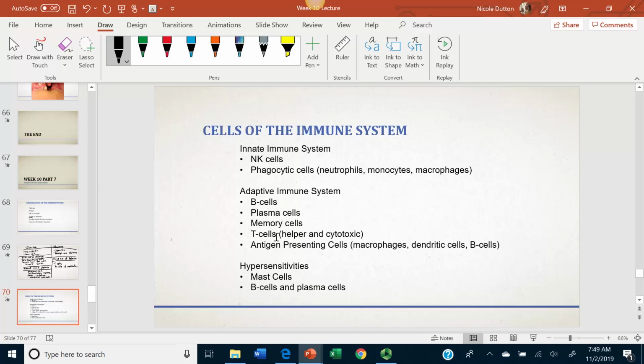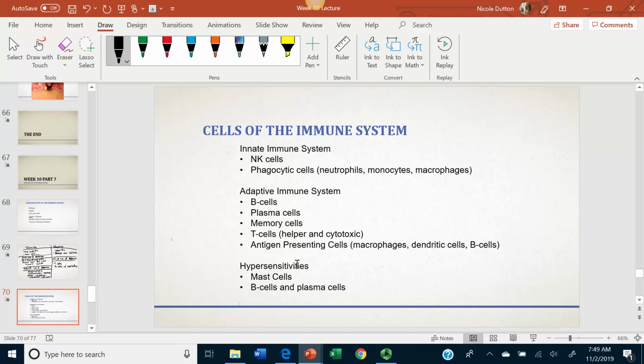T cells, helper T cells, cytotoxic T cells, like B cells, they're going to help clear those pathogens and form a specific attack against those pathogens. And then antigen-presenting cells are going to try to wake up the T cells and B cells, and they include macrophages, dendritic cells, and B cells.